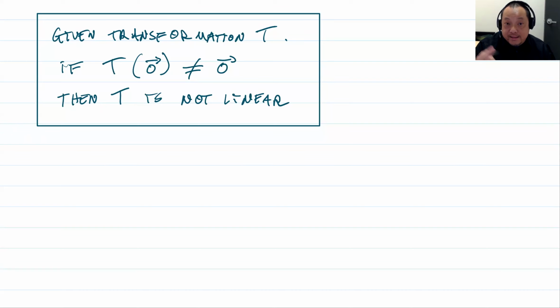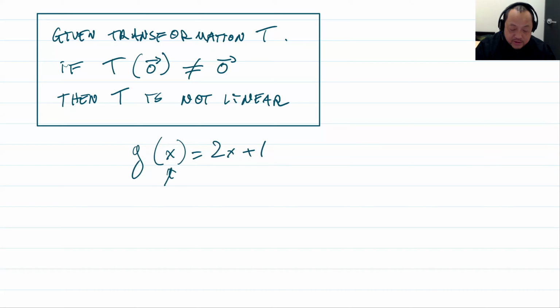So if you look back at the example we did earlier with regular algebra, g of x is equal to 2x plus 1, then yeah, when you plug in 0 here, you don't get 0 there. It may be a linear function in regular algebra, but not a linear transformation in linear algebra.